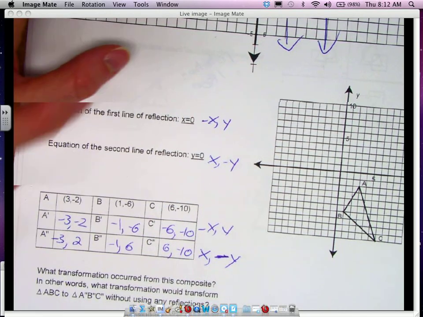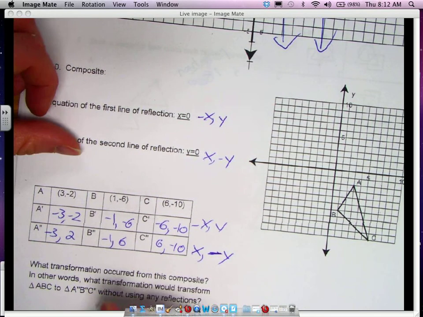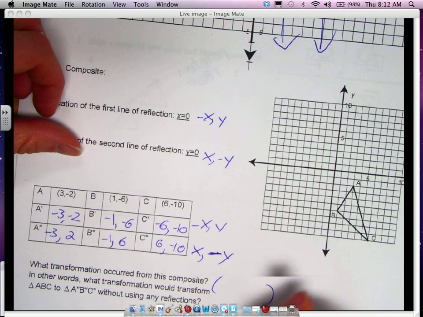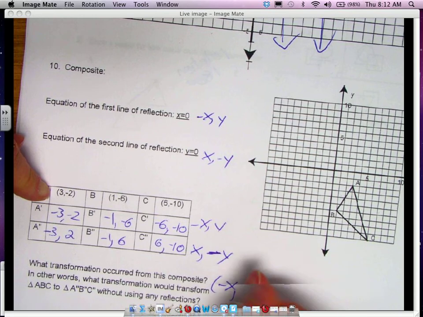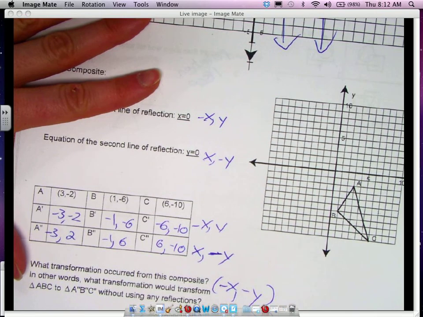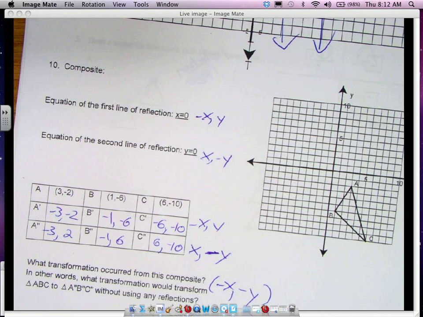So what is the composite? How do I get from the top to the bottom? So did my x change? What happened to my x value? It changed to negative. What happened to my y value? What's a negative times a negative? Positive. So I times it by a negative, right? Okay, what kind of rotation is that? 180 degrees. Perfect.